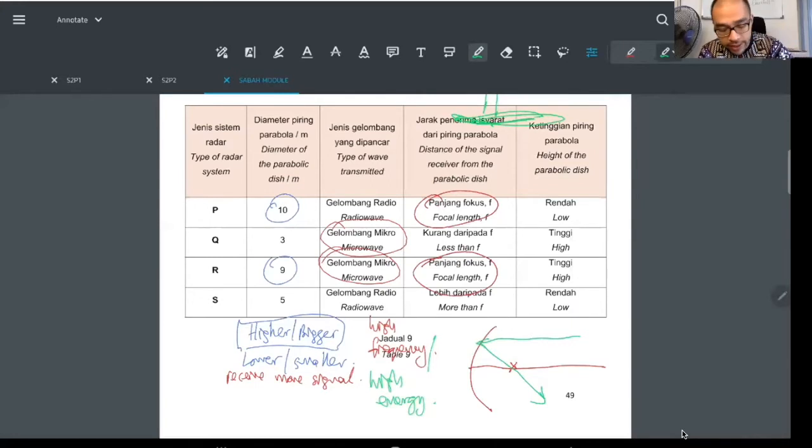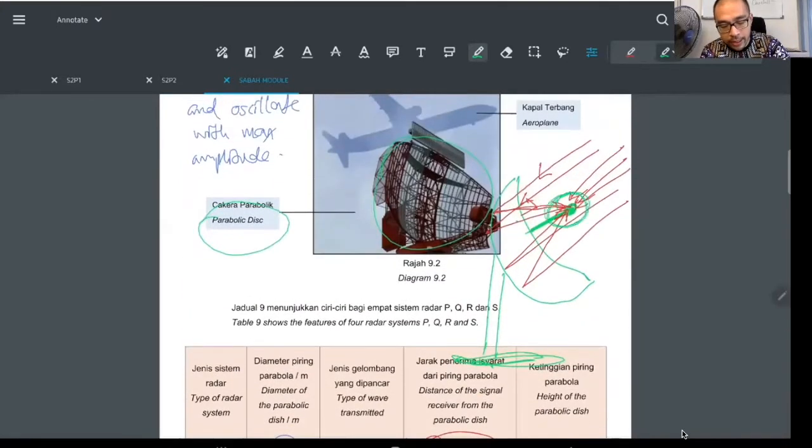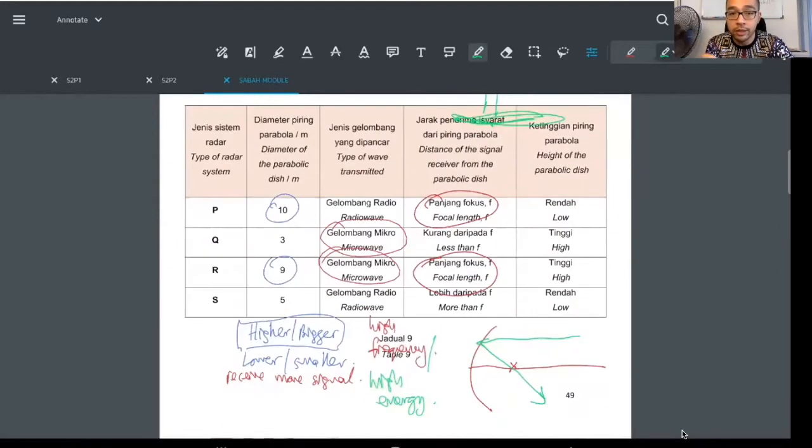So the distance of the signal receiver, which is this thing up here, has to be ngam at the focal length of the parabolic dish. Okay, and why do we do that? Because so that it is able to receive more signal. So the reason for this will be signal will be focused on the receiver. Semua isyarat bahkan akan tertumpu pada the receiver. So you don't have all these isyarat yang lari pergi sini sana lah.